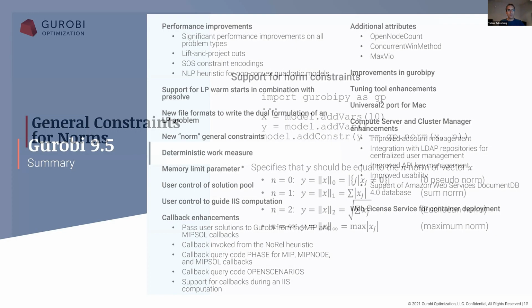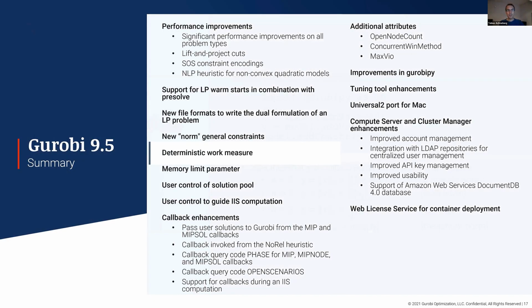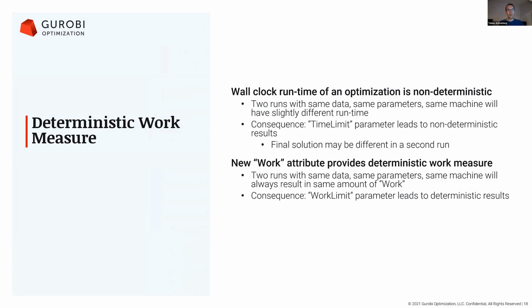Okay, so another thing that we have added is the deterministic work measure. When you are dealing with wall clock runtime of an optimization, then of course you know that this wall clock will be non-deterministic, right? That means if you have two runs, both runs use the exact same problem data, the exact same parameter values, and you run it on the same machine, same hardware, then still these two runs will probably have slightly different runtime in the end.